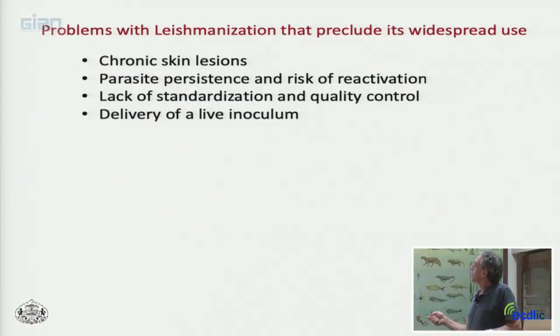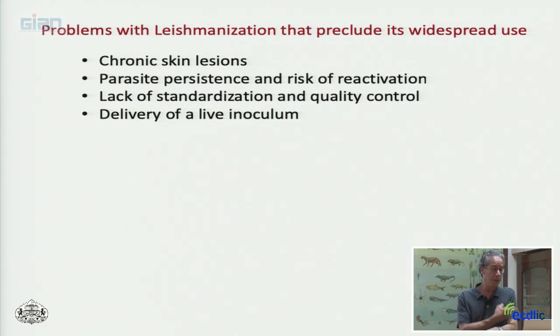So again, I want to stress that if you consider this a vaccine, this is the only vaccine against any human parasitic infection that actually works, and will work almost every time. So why not just use this? It's at least against cutaneous leishmaniasis. This was homologous protection. They're using L. major to protect against L. major natural exposures. So these are the sort of problems that preclude its widespread use.